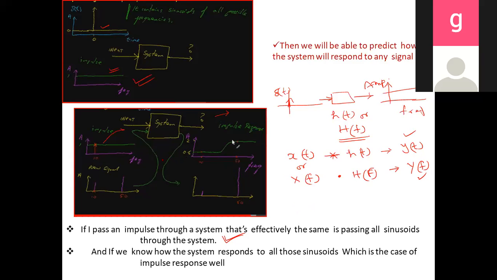Suppose I pass a new signal like this, so their characteristics are like this. The first signal characteristic is maybe less than 0.5, the second signal characteristic is 0.8. If I make it pass through this system, you can see here how it responds. If we know how the system responds to all those, that is the case of the impulse response value.